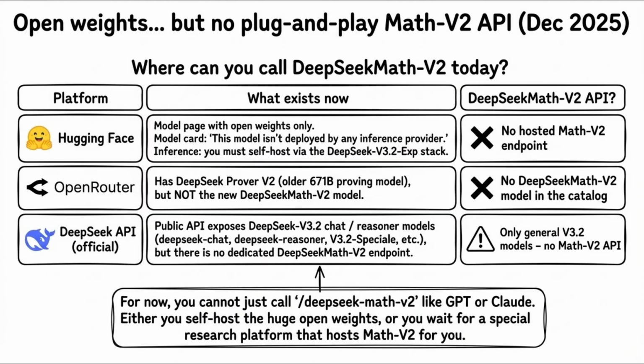Since this model is still fresh, you can't just rent it on the usual platforms. Places like Hugging Face or OpenRouter don't have a simple API endpoint for it yet. Even if you check the official DeepSeek API, you will currently only find their latest v3.2 model. And don't confuse the two. The v3.2 model is completely different from the specialized Math-V2.